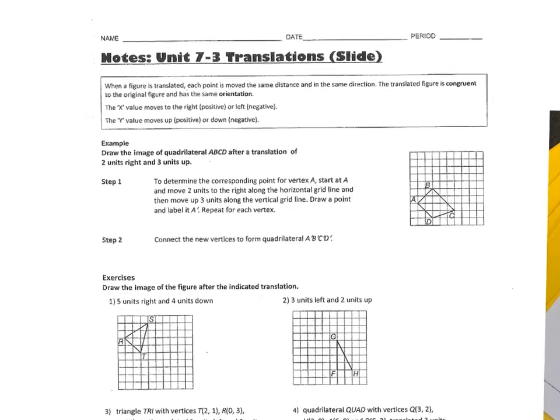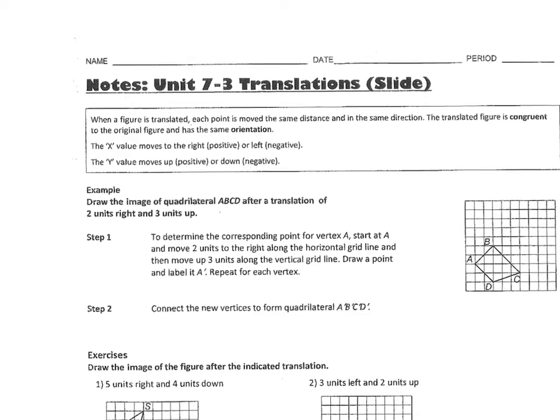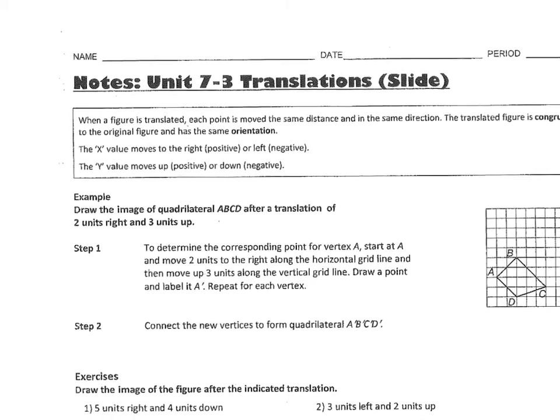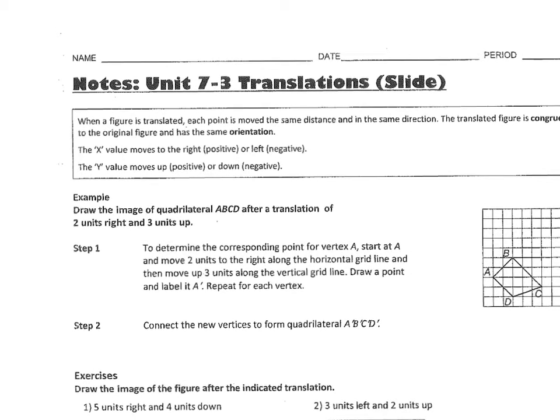Okay, so translations, unit 7-3. Translation is a transformation. It's one of the transformations. There's 4 of them, and we've already talked about one. We talked about dilations, and remember, that's when a figure changes size.